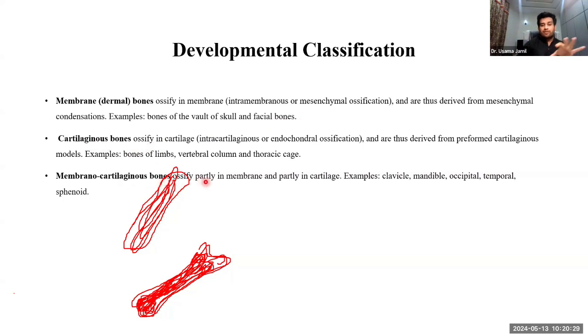Then membranocartilaginous bones are partly in membrane and partly in cartilage, which means a part of them is made up in the membrane, and then as they grow, they might get calcified and show characteristics of cartilaginous bones as well. Examples are clavicle, mandible, occipital, and temporal. The occipital bone is the back side of our head. The temporal bone is like this one, where we usually get a temporal headache. This bone is called the mandible, and there is the clavicle, like this bone, the collarbone, as we say. So these four are membranocartilaginous bones. These were the classification of bones on the basis of development.